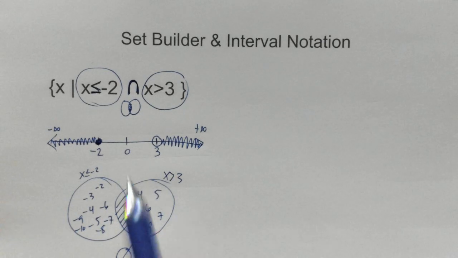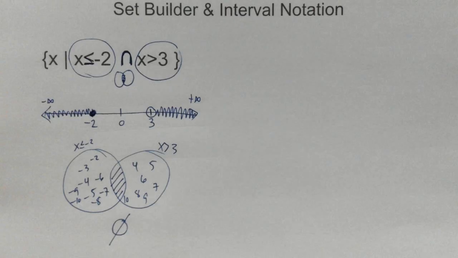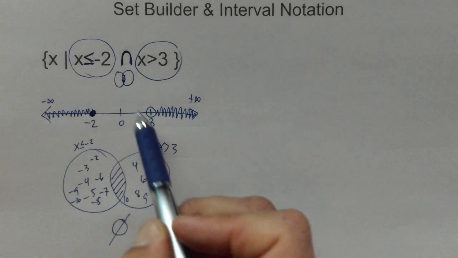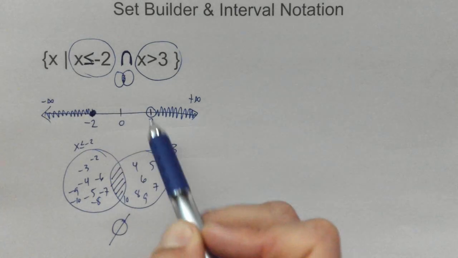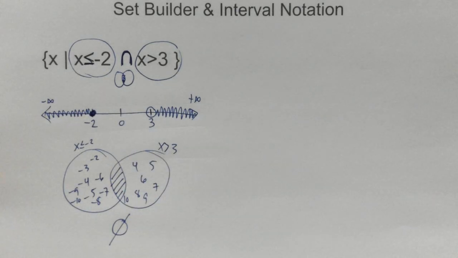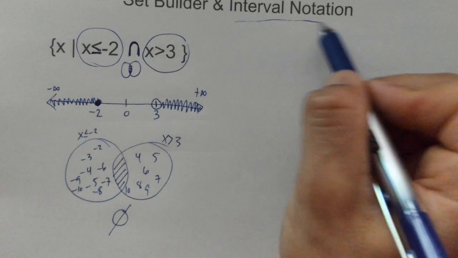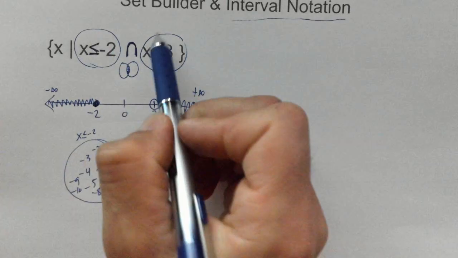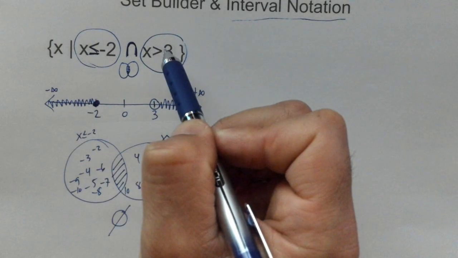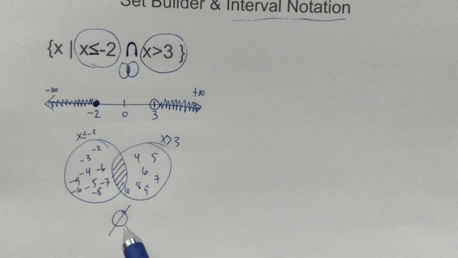How do we know based on this? We know this is an empty set because there's nothing in between the two. See how this part is empty? And see how there's nothing shaded? That's how I would have known. Now there's no need to convert this to interval notation because there's no solution here. It's an empty set. There's nothing in this notation that exists. It's just an empty set.